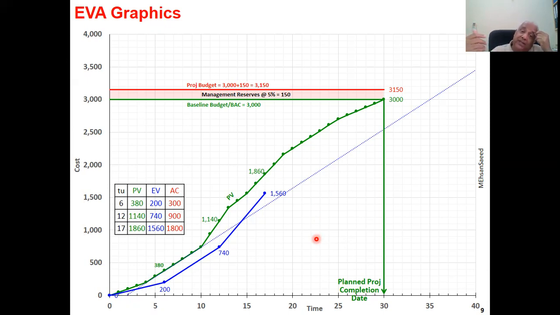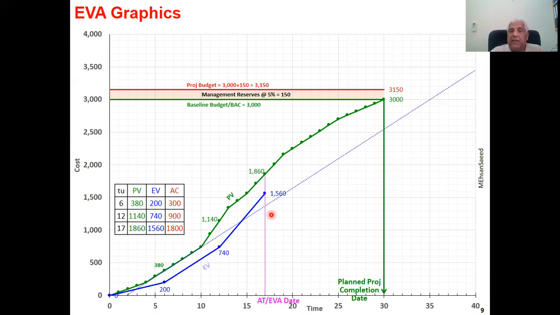It's much like the run rate. If this is the first team which batted and this is the second team which is batting, the run rate of this team is much lower than the run rate of this team. So this blue line is below the green line. Ideally, it should be above, or let's say close to the green line. But here it is well below the green line. That means the project is behind time.